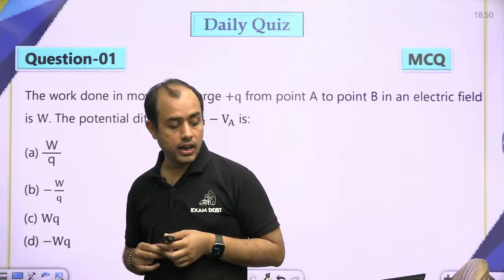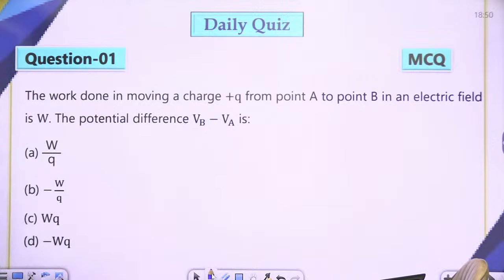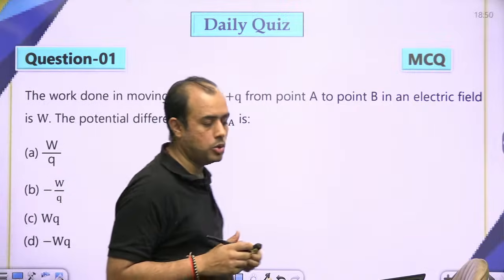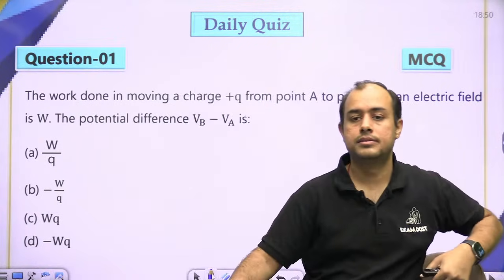चलिए, the work done in moving a charge from plus Q from A to B is W. What is the potential difference? Come on everybody. If the work done is W, what is the potential difference? बताइए.